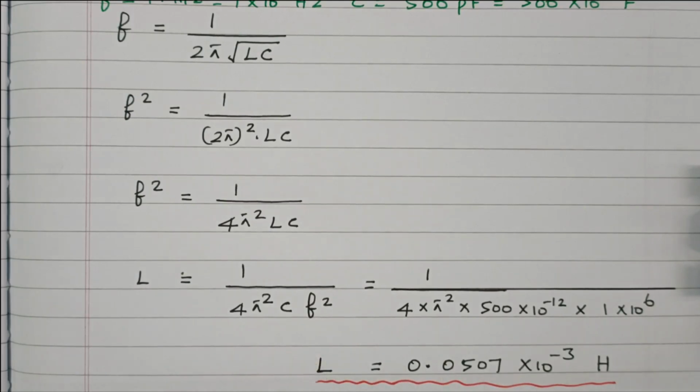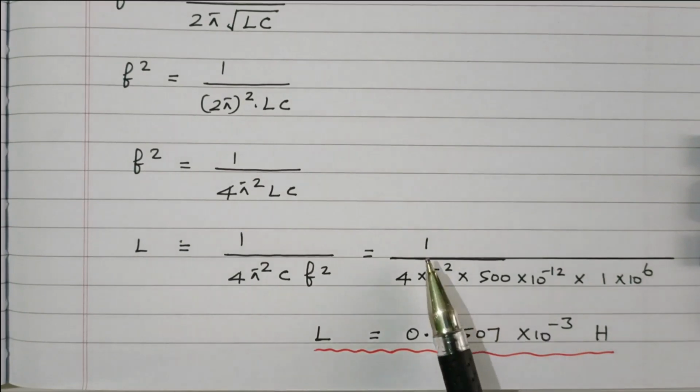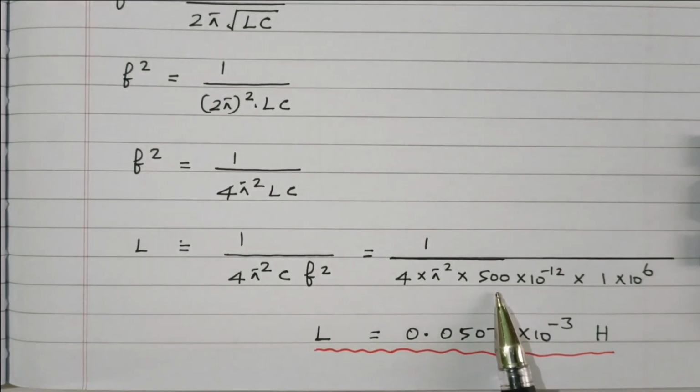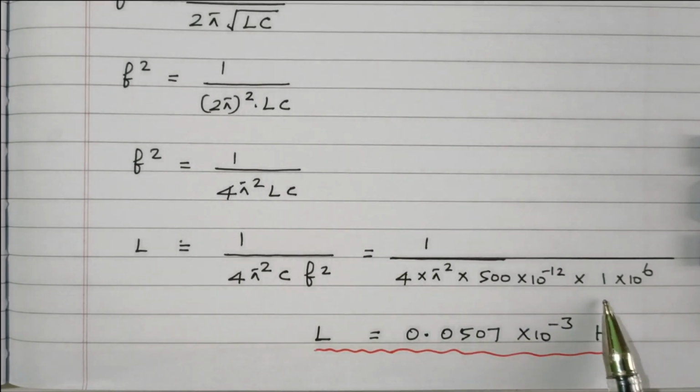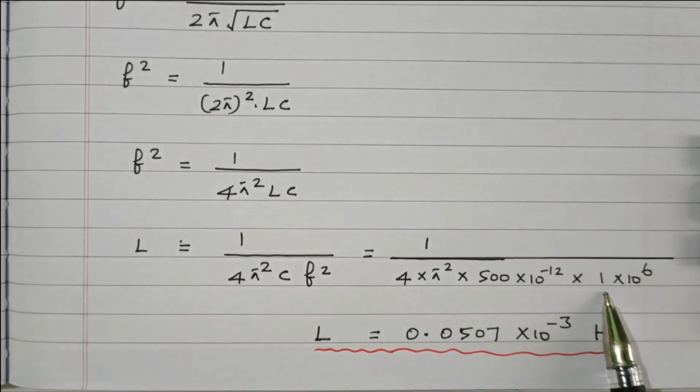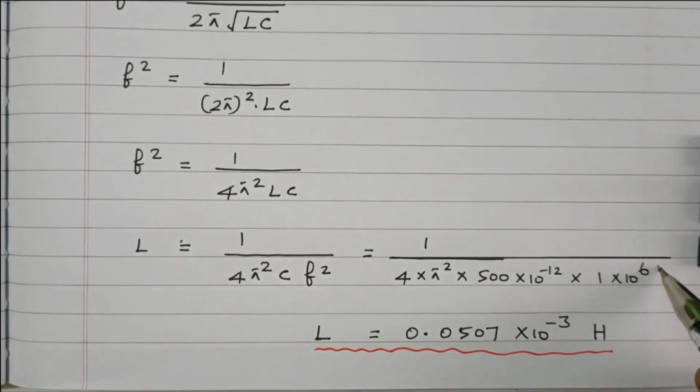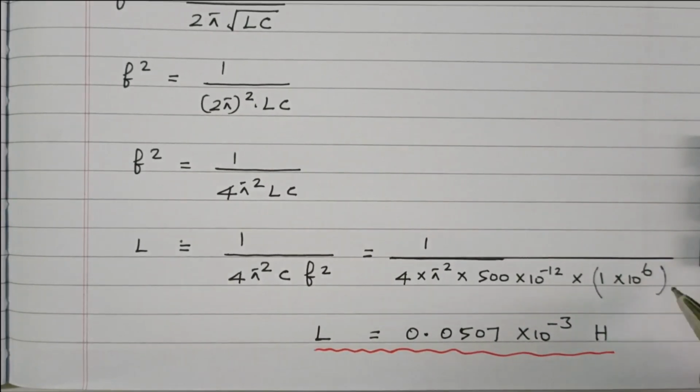Now we can substitute all the values. 1 divided by 4 into pi square, C value is 500 picofarad, 500 into 10 to the power minus 12, and F value is 1 into 10 to the power 6, the whole square. So by simplifying, what we got is 0.0507 into 10 to the power minus 3 Henry. Right, the L value is calculated. Now we'll go for the next parameter.